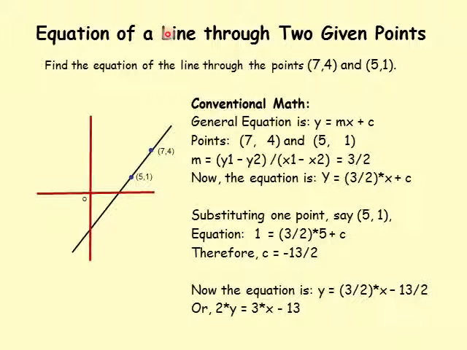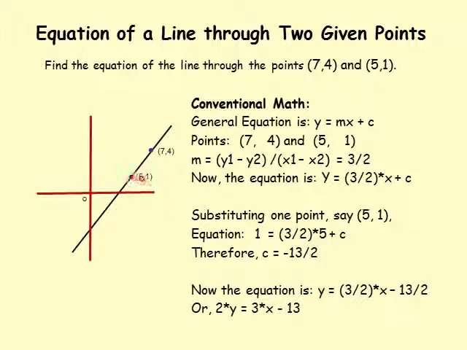Okay, we will try to find the equation of a line through two given points. The points are (7, 4) and (5, 1). The general equation is y equals mx plus c. In conventional math, first we compute m, which is the slope, delta y over delta x, which is 3 over 2. You can look at the right angle triangle here between these two points.